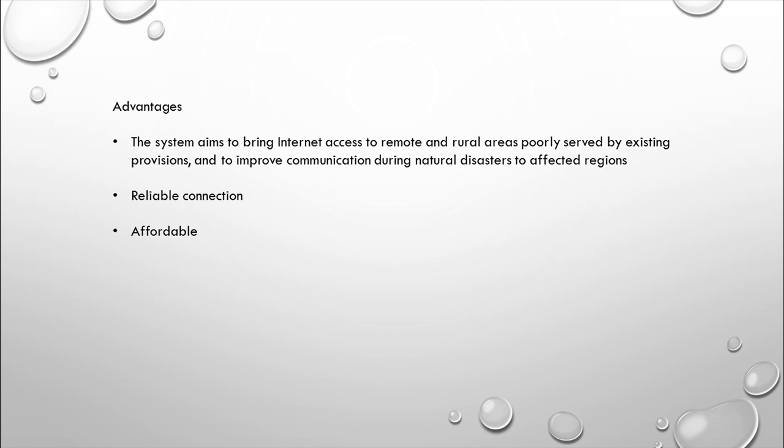Coming to the advantages of Google Loon. This system aims to bring internet access to remote and rural areas poorly served by existing provisions, and to improve communication to affected regions during natural disasters. As Google Loon provides a reliable connection, the chance of failure of this connection is less between the balloons or between the internet service provider. It is also easy to use because it is a Wi-Fi enabled device.